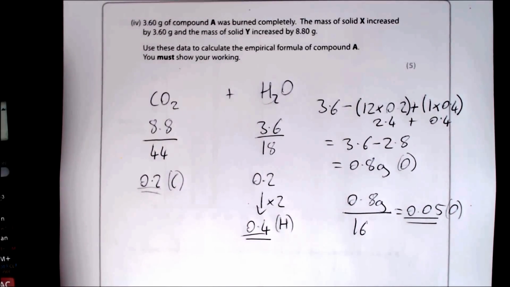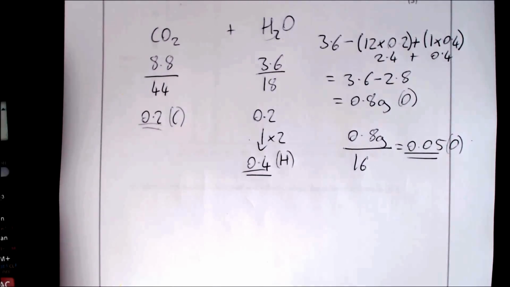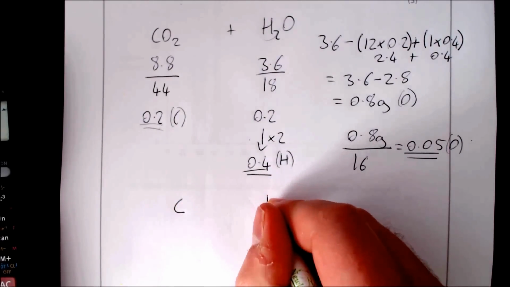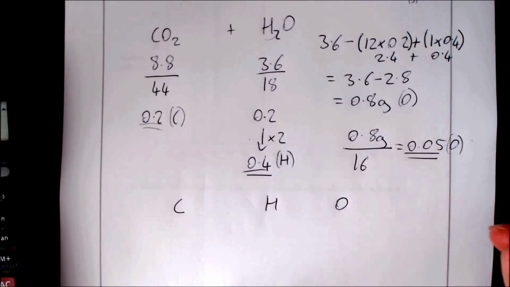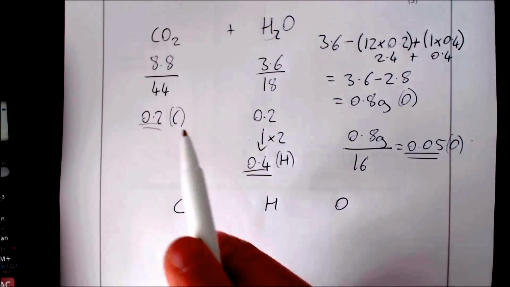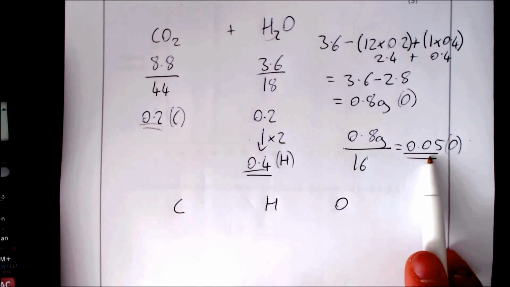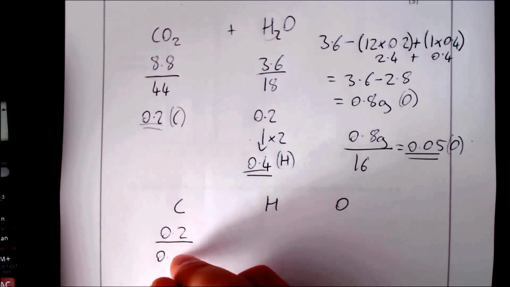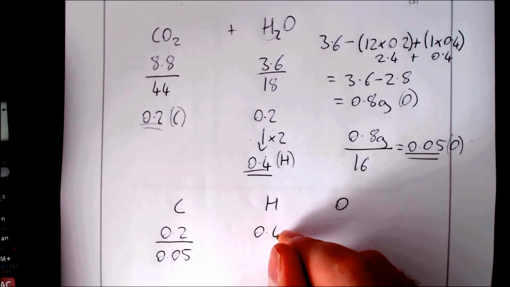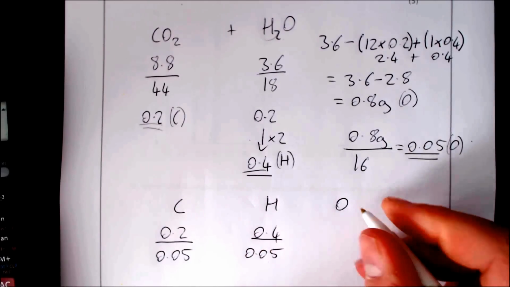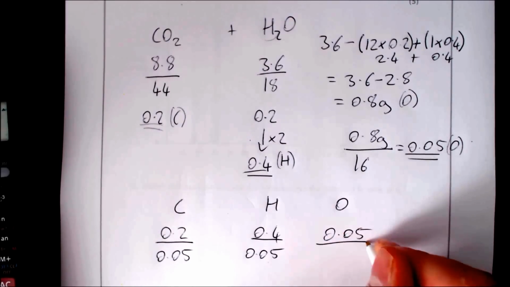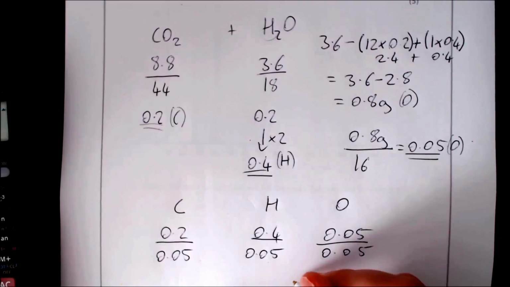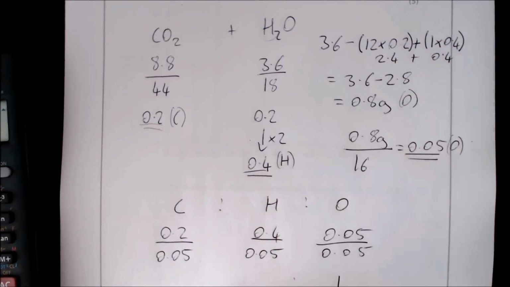What we need to do is get that into some kind of empirical formula. A neat little way of doing this, and I'm just going to put our headings up there, carbon, hydrogen, oxygen, is to take the number of moles and divide each of them by the lowest number of moles. The lowest number of moles here is this one, so we divide all the numbers by this. So we do 0.2 divided by 0.05, 0.4 divided by 0.05, and 0.05 divided by 0.05. The reason we do this is because you always have one that's 1. So that one's always a 1 ratio, which is that one there.